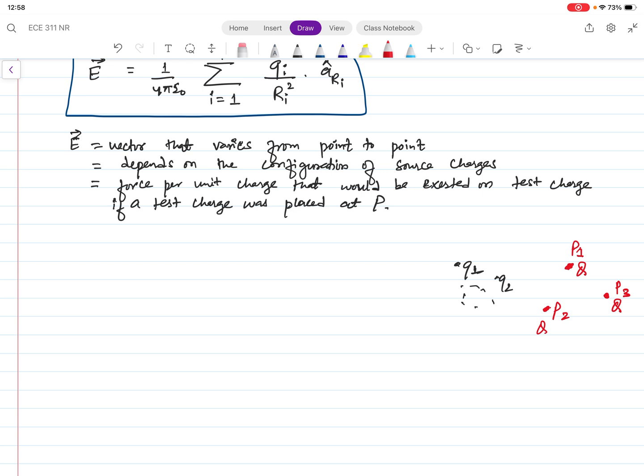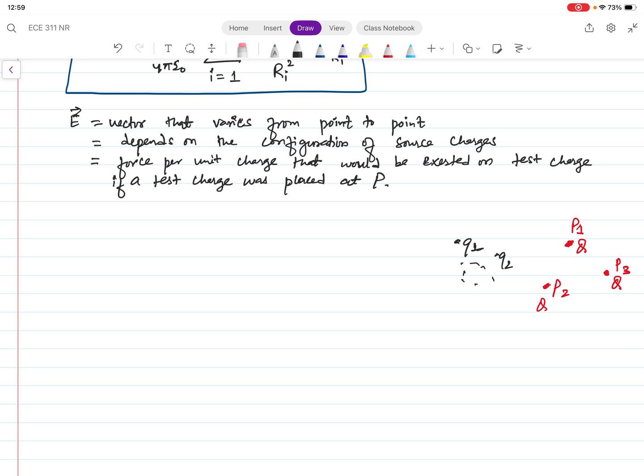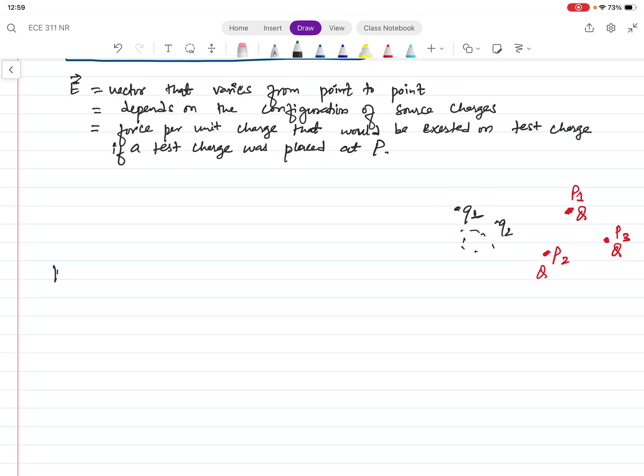And as you go away from the source charges, it decreases because you have a 1 by r square term over there in the denominator. Okay, and here are some important conceptual ideas. So you can think the concept of the electric field to be similar to Earth's gravitational field.